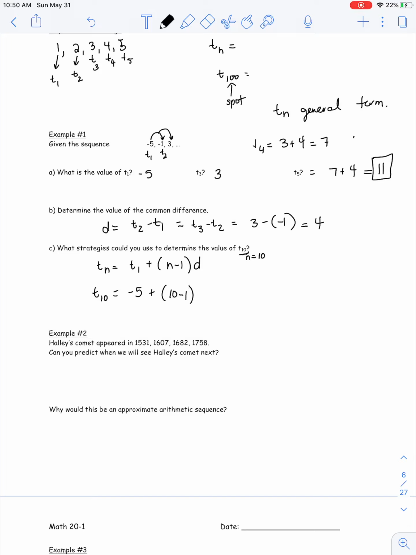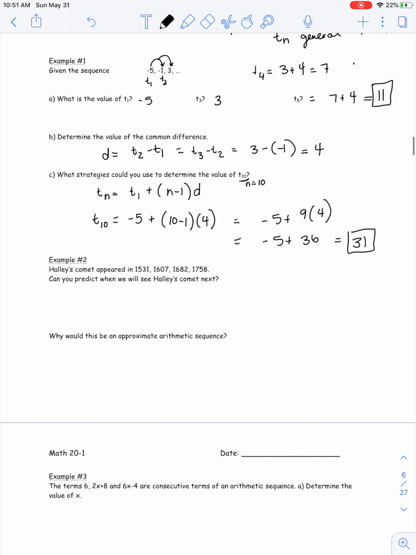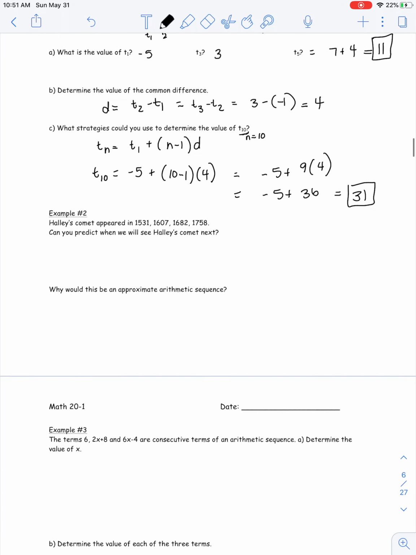So 10 minus 1. And our common difference is the letter d. So we know that it is already 4. So we have -5 plus 9 times 4. We have to do BEDMAS if we're doing this properly. -5 plus, we have 36, and then -5 plus 36 is actually equal to 31. So that is our term 10.